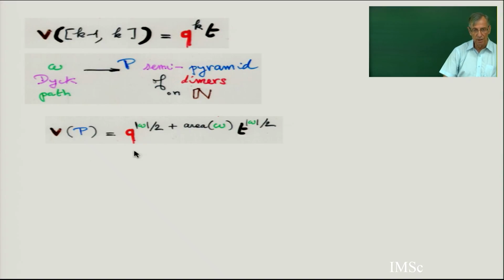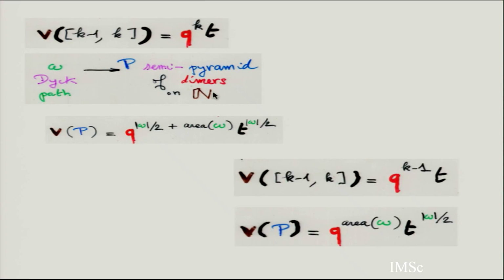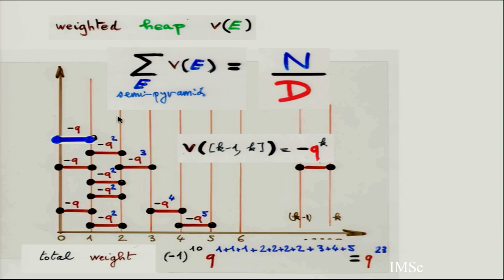So if you want really to have the area, the generating function for area below Dicke path, you have to shift the weight of the segment q power k minus 1 t instead of q power kt. And then the total generating function of such semi-pyramids, instead of putting q power k, let's do minus q power k. Change again the weight. And I am interested in the sum of the weight, total weight of all these semi-pyramids. And then I'm going to Ramanujan with this.